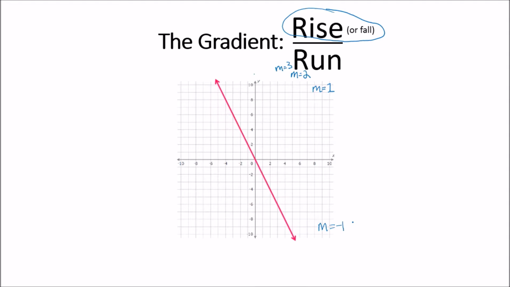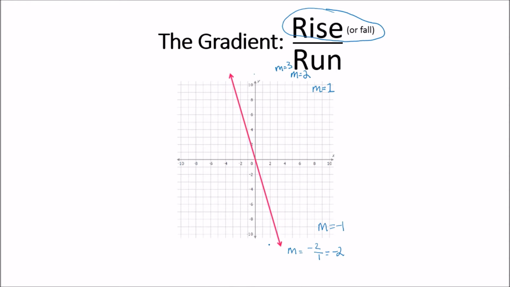Now we see that it is rising not just negative 1 unit, but negative 2 units. So negative 2 for a run of 1. So negative 2 over 1. And I write this one out in full. Negative 2 over a run of 1 is exactly the same as saying a gradient of negative 2.